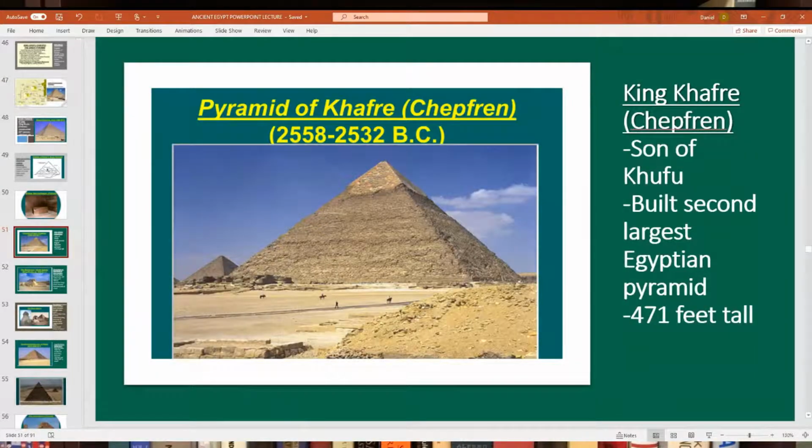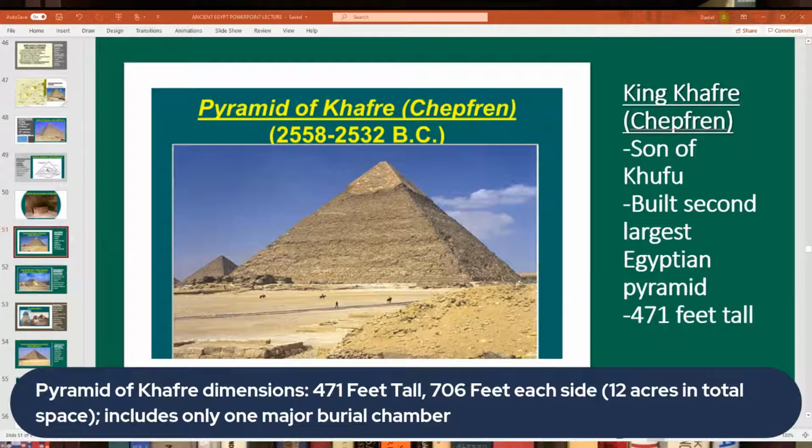But yeah, Khafre's pyramid, I'll give you the total dimensions on it. They think 471 feet was the original height, which I think has shrunk, like also Khufu's Great Pyramid. 706 feet is about the length of each side, which is probably around 12 acres in size, a little smaller. But both of them are massive. Those two are basically the two largest pyramids ever constructed in ancient Egypt.